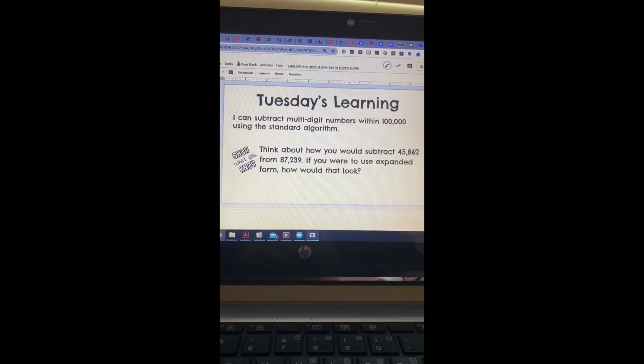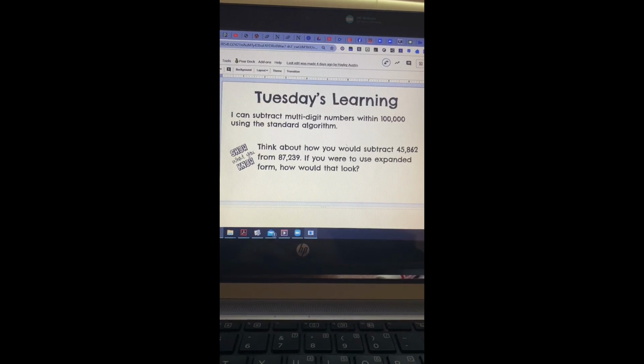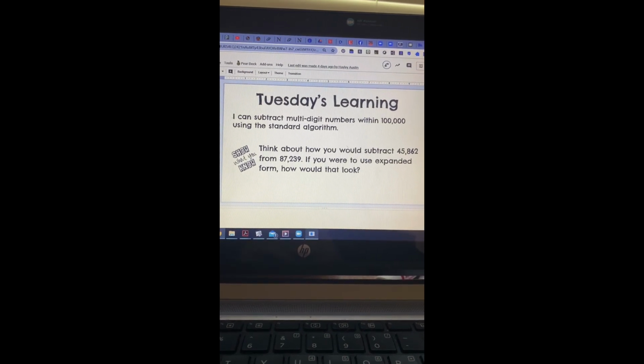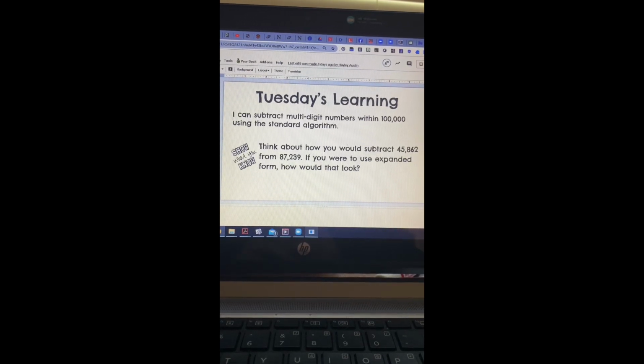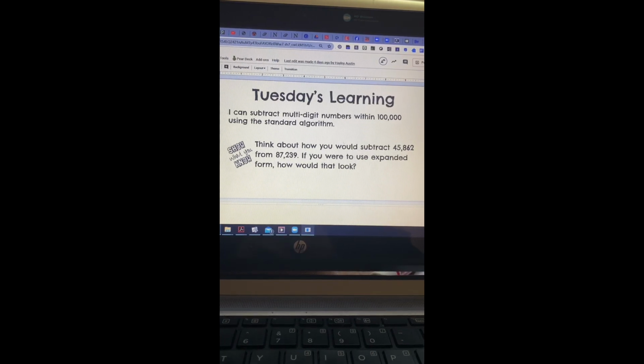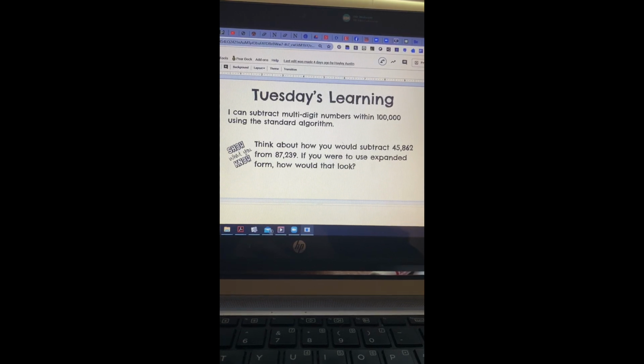All right, so today's learning objective is that you are going to be able to subtract multi-digit numbers within 100,000 using the standard algorithm. I want you to think about how you would subtract 45,862 from 87,239. If you were to use expanded form, think about how that would look.